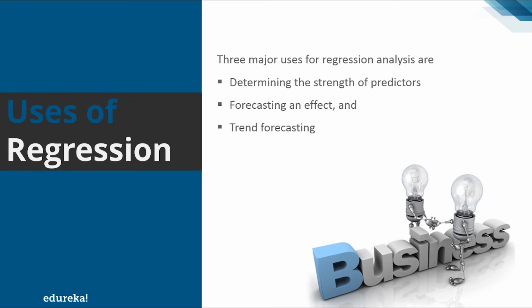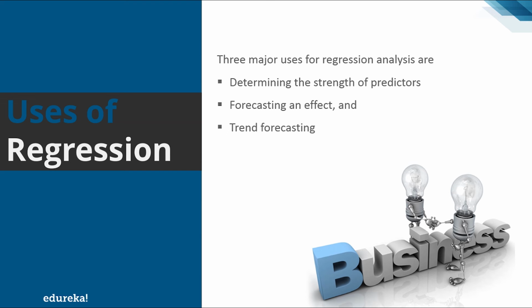Fine. Now you'd ask, what are the uses of regression? Well, there are three major uses of regression analysis. The first being determining the strength of predictors. The regression might be used to identify the strength of the effect that the independent variables have on the dependent variable. For example, you can ask questions like, what is the strength of relationship between sales and marketing spending? Or what is the relationship between age and income?